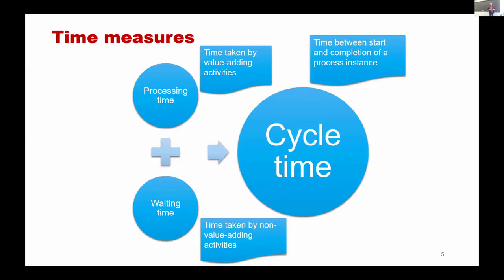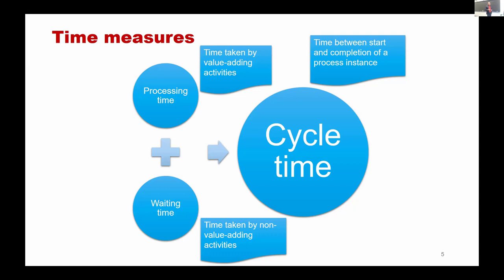Let me start with time measures. Arguably, the mother of all performance measures from a temporal perspective in the field of business process management is what people sometimes call cycle time. Some other people also call it lead time, and other people call it throughput time. So you will find different terms for it in different organizations, but it means the same thing, and it is very simple. It's the time it takes between the moment an instance of the process starts and the moment it completes.